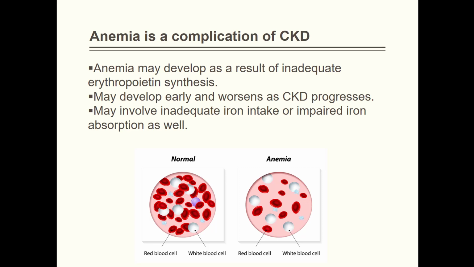Anemia is a complication of kidney disease. Anemia may develop as a result of inadequate erythropoietin synthesis. Patients may also develop it early, and it worsens as CKD progresses. It may involve inadequate iron intake or impaired iron absorption as well. As you can see in the picture at the bottom, patients with anemia have a significant decrease in red blood cells.